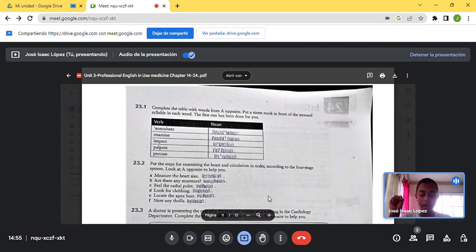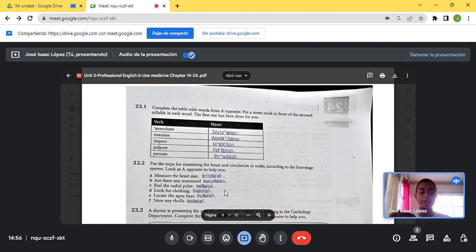Number one, as you can see, means in Spanish auscultar. You can do that with the stethoscope too. It's with the stethoscope that you can feel the radial pulse, and apart from that, the auscultation is something you can do with it. And the other is examine.